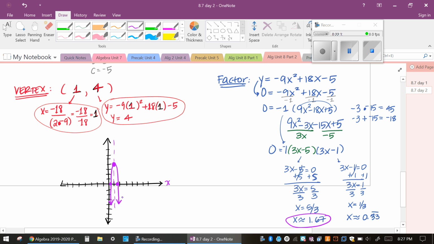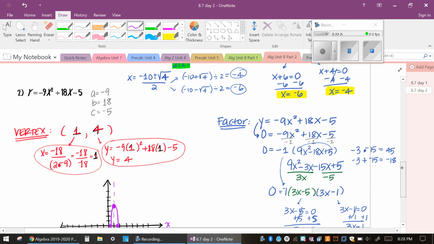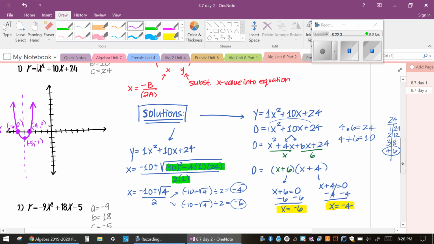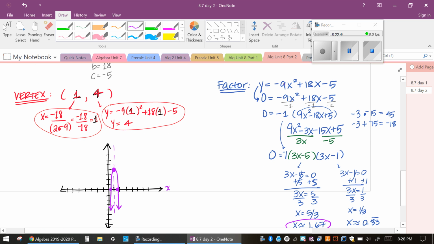The reason it's so skinny or thin is because of the leading coefficient. If you take the absolute value of it, so ignore the negative, the bigger the number, the skinnier the parabola is going to be. So if you look at number 1, that one was a wider parabola. It was fatter, I guess, because it had a 1 in front. That's not a very big number. Here, if you ignore the negative, 9's a pretty big number. So again, the bigger the number, the skinnier the parabola.